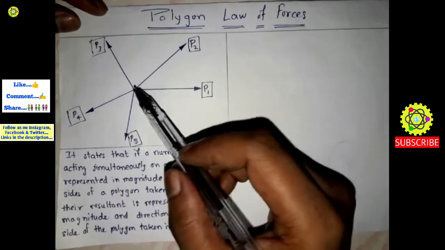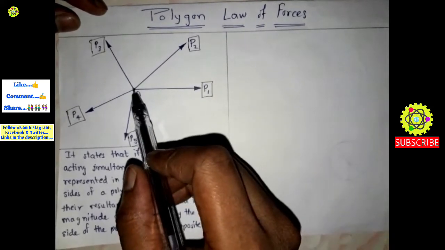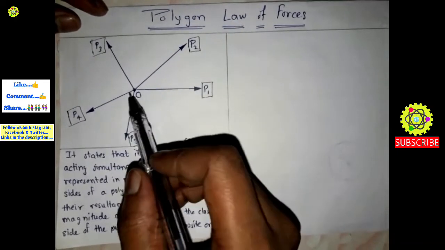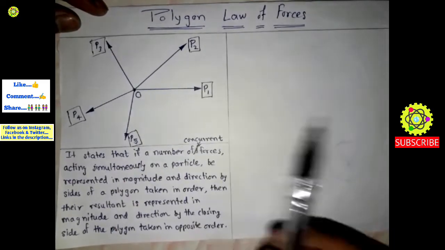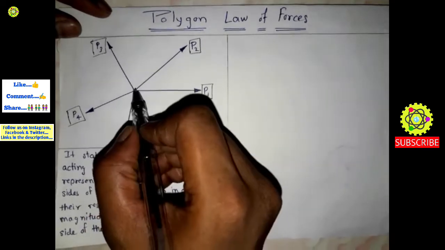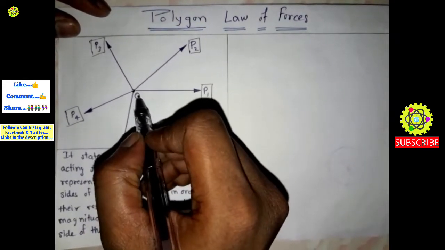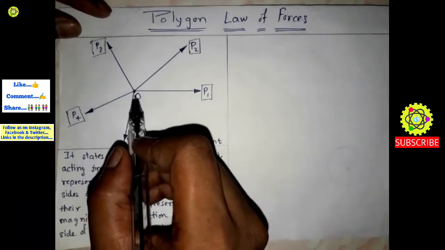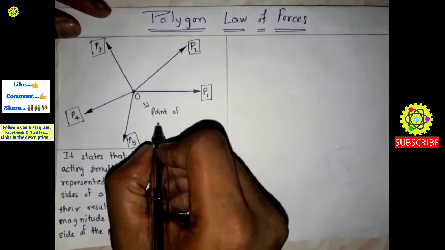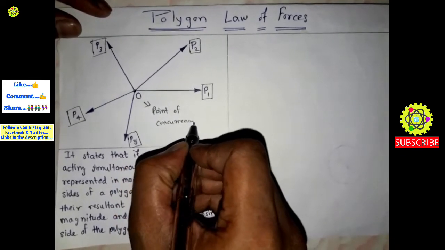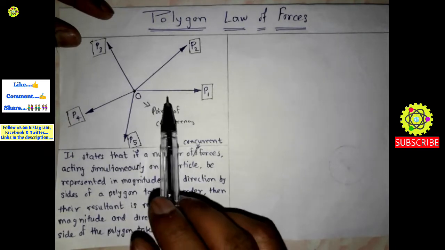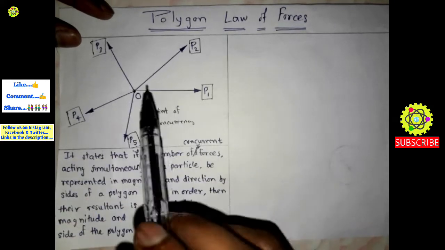These forces are acting on this single particle, and these forces are going away from the particle. As you can see here, these are all concurrent forces because their lines of action meet at a single point, that is, in this case, point O. And this point O is called the point of concurrency.